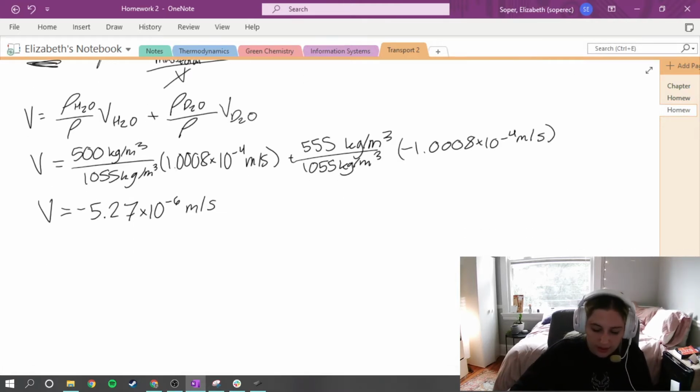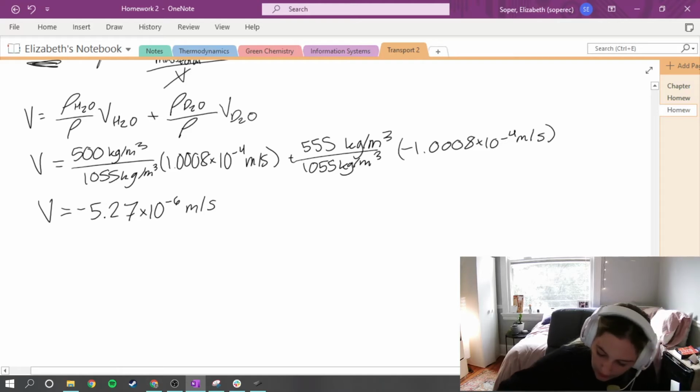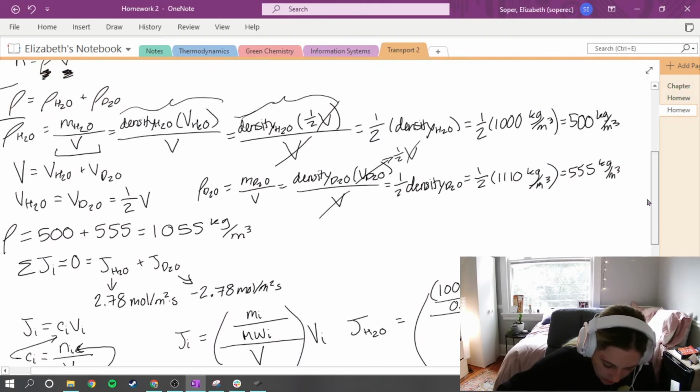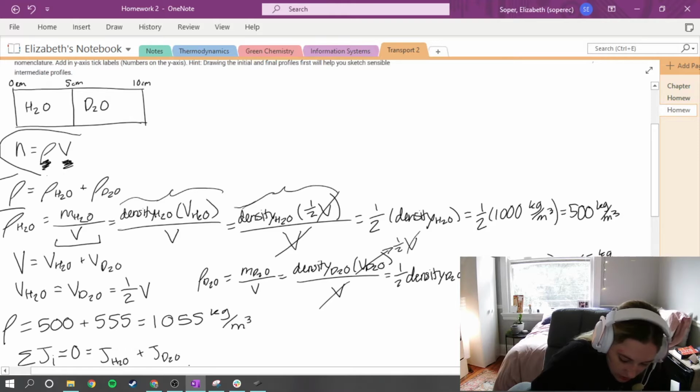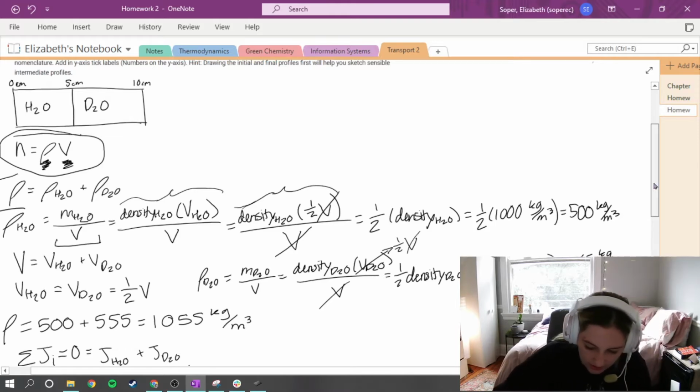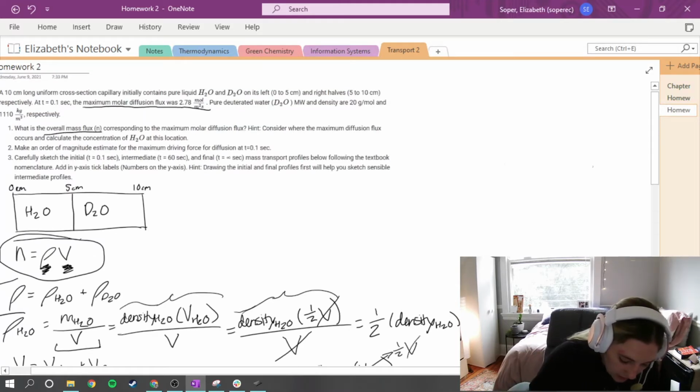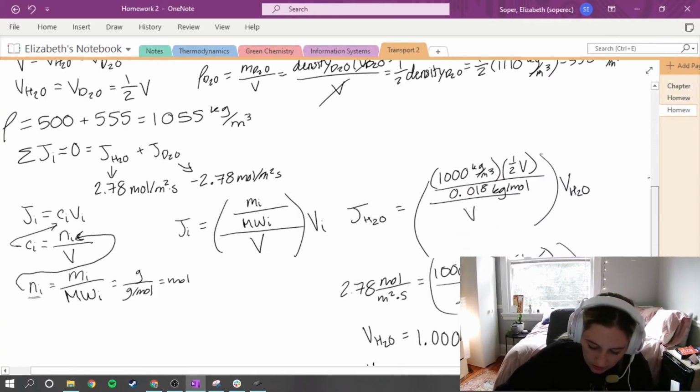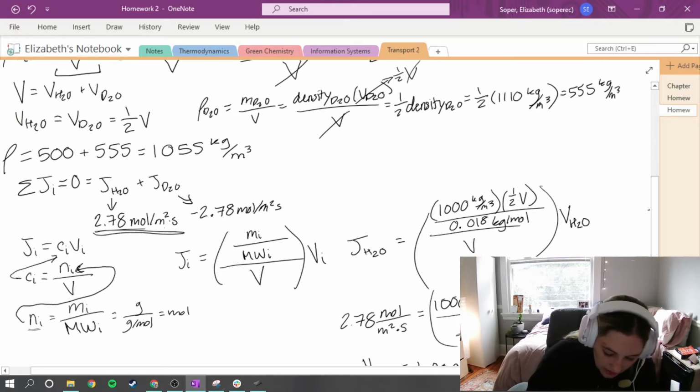And now we have our unknown variables to plug into our original equation to find the overall mass flux. We know that's corresponding to the molar diffusive flux because we used that here.